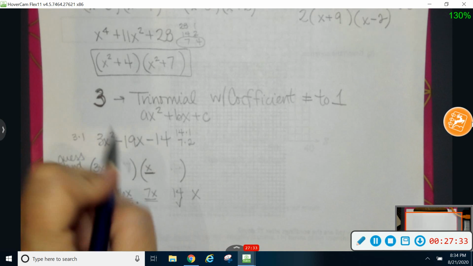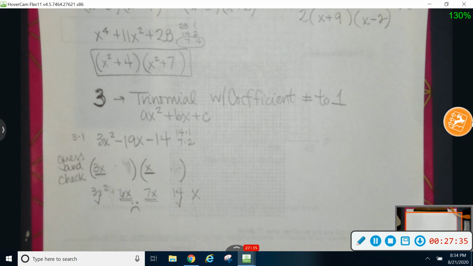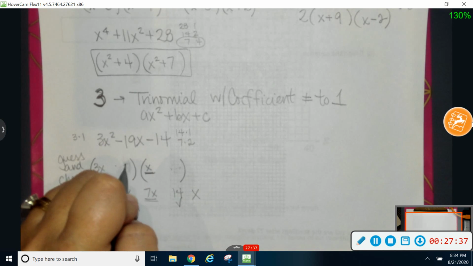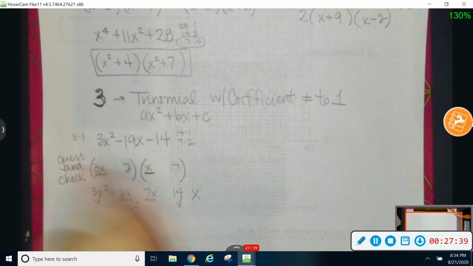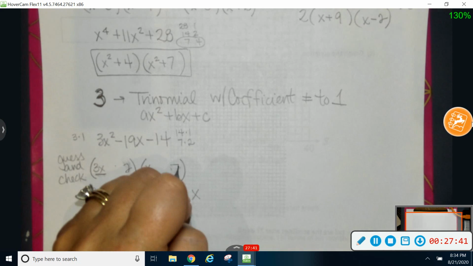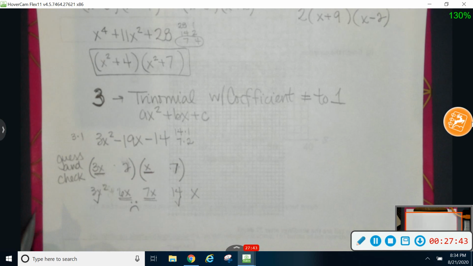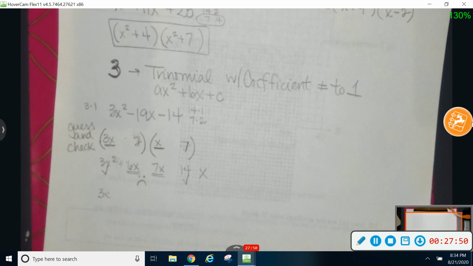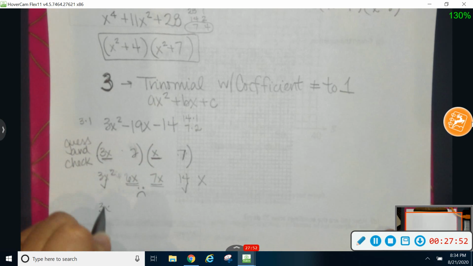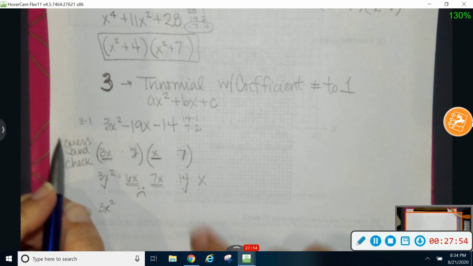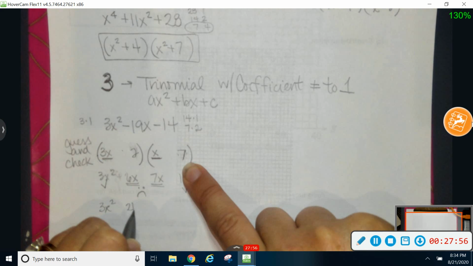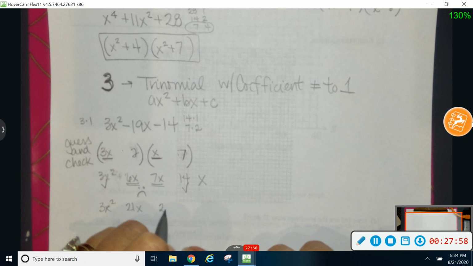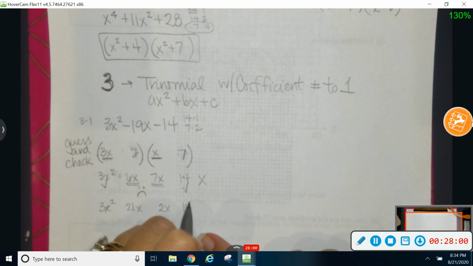What if I put the 2 in the front and the 7 in the back? Use pencils. Now let's try it again. First I get 3x squared. Not going well, right? This time outside I have a 21x. Inside I have a 2x, and last I have a 14.